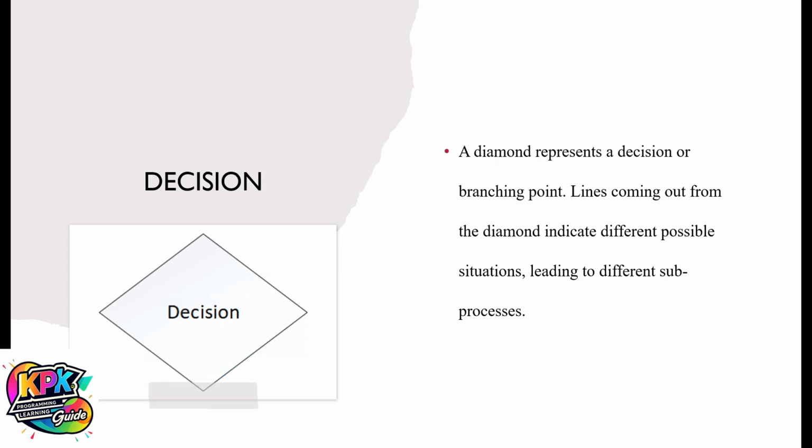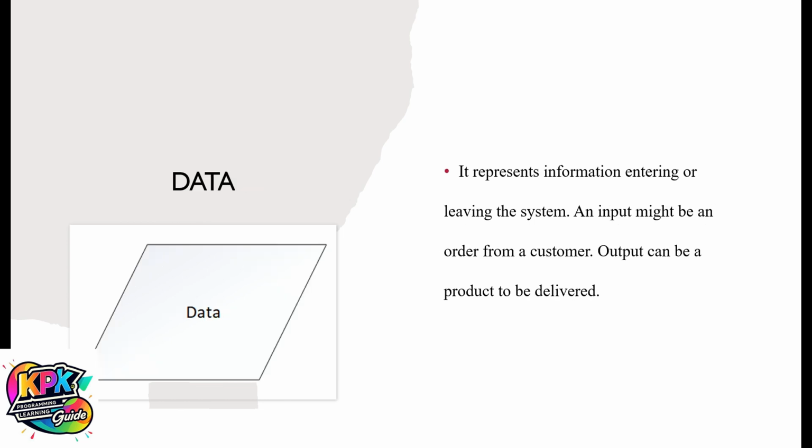Okay. And the next symbol is the decision. You mostly use the shape called the diamond to represent a decision, where lines come in and go out, leading to different sub-processes. These lines basically represent different scenarios of a case based on certain conditions to be met. We have another symbol that is used to represent data. Anytime you see this symbol in a flowchart, it is used to represent data, basically an input or an output.